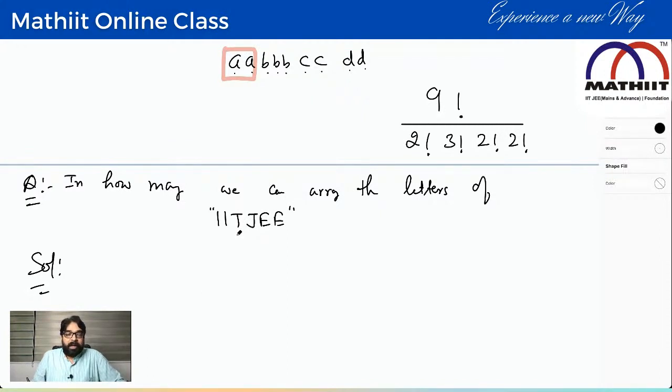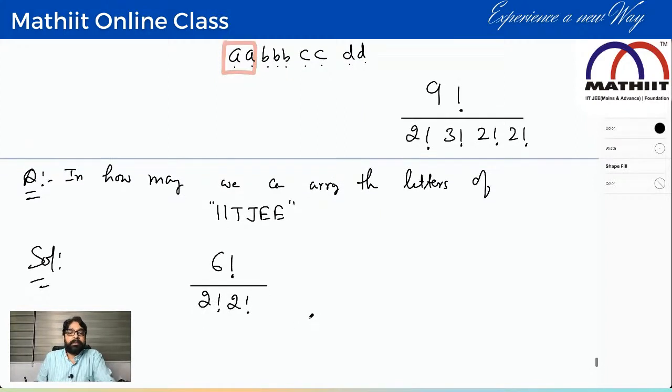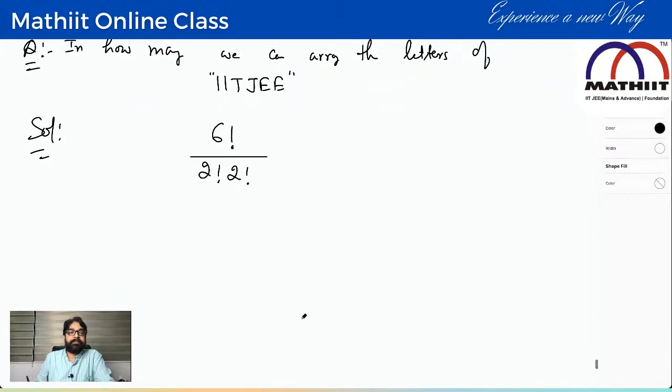We have to do the arrangement of IIT JEE. So total how many letters? 6. 6 factorial is the free arrangement. This is the wrong answer because everything is considered different here. Divided by whose internal arrangement is not allowed? II, 2 factorial, EE, 2 factorial. That's all. Am I right? Next.